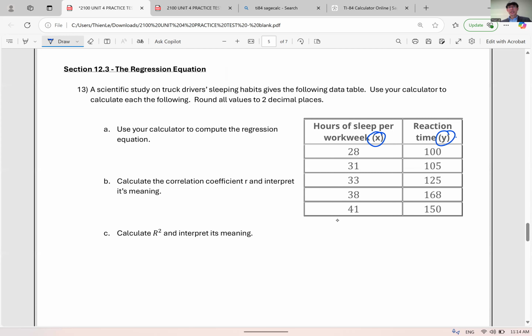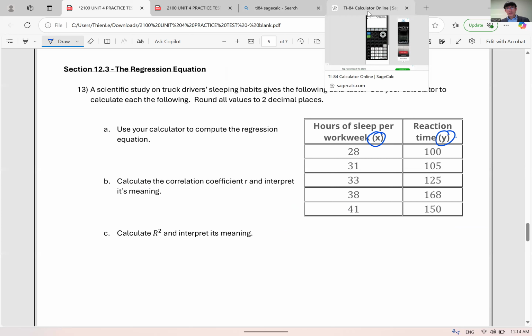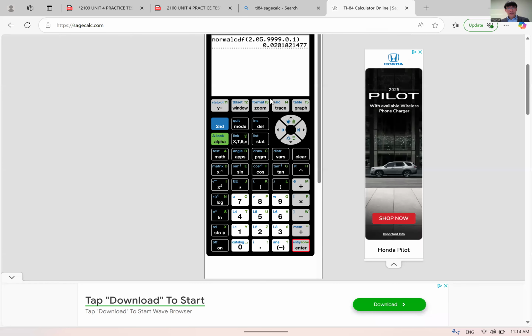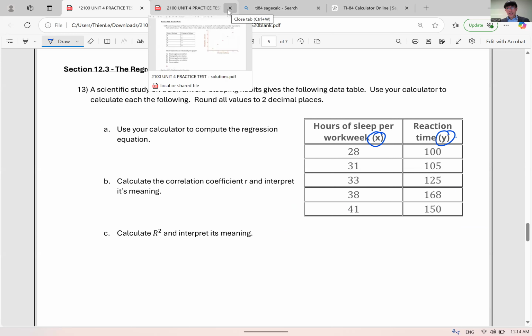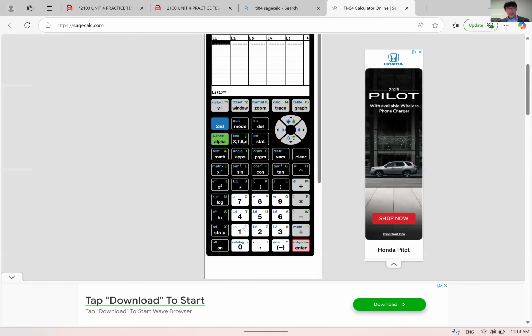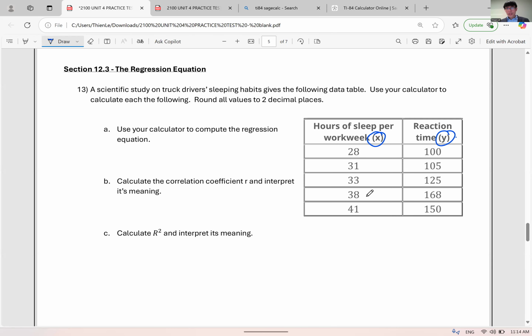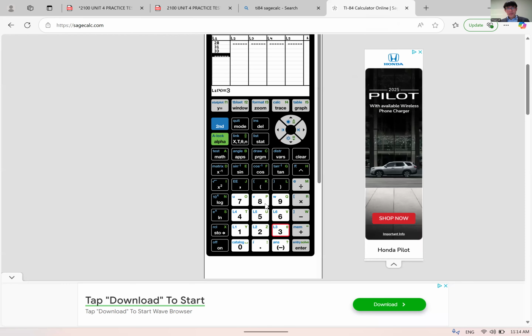Use the calculator to compute the regression equation. Here you need to do 2 things. First, insert the 2 lists, and then use the linear regression equation function. So let's do it. Stat, edit, okay. L1, maybe I should put hours of sleep per work week here: 28, 31, 33, 28, 31, 33, 38, 41, 41. Okay. Then 100, 105, 125, 100, 105.